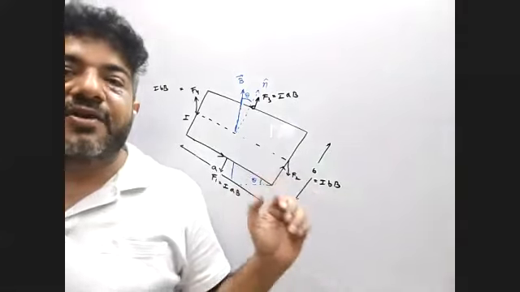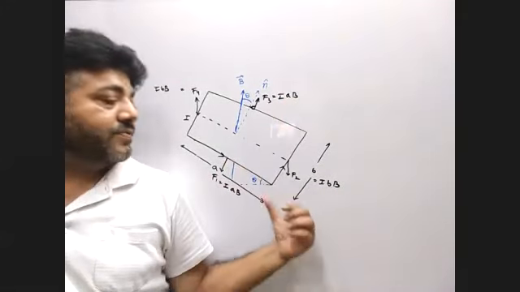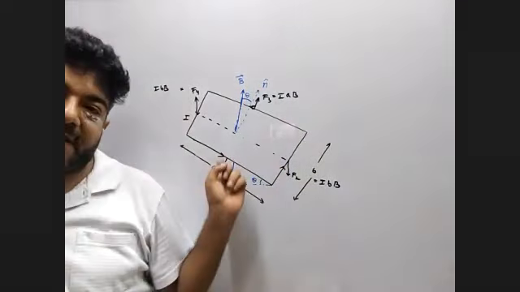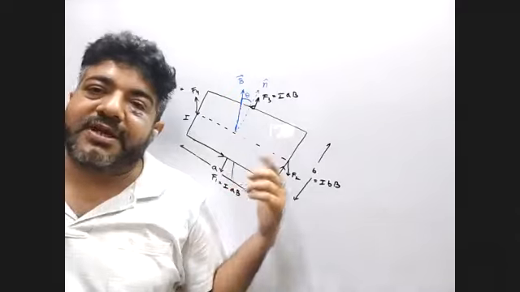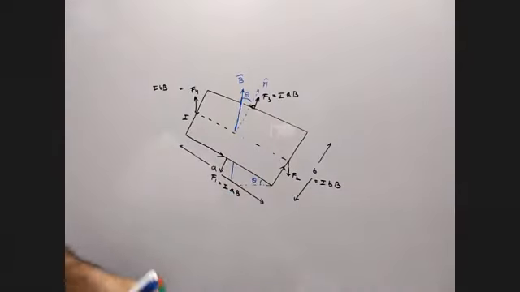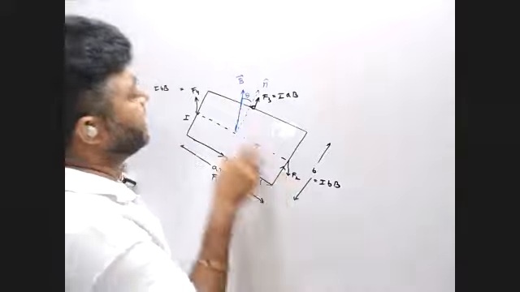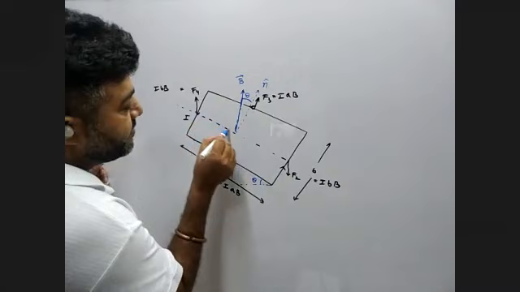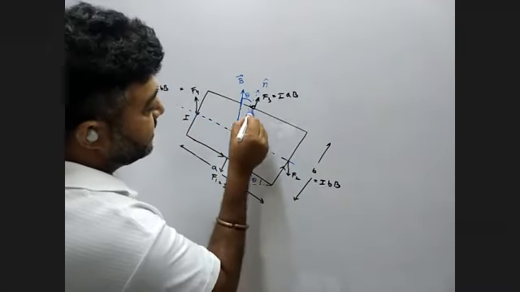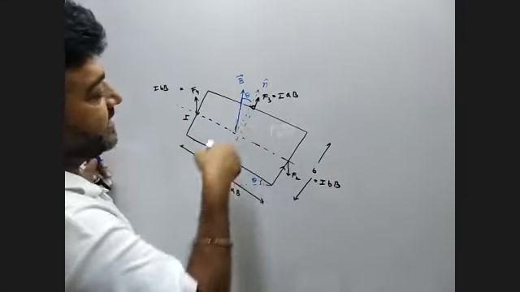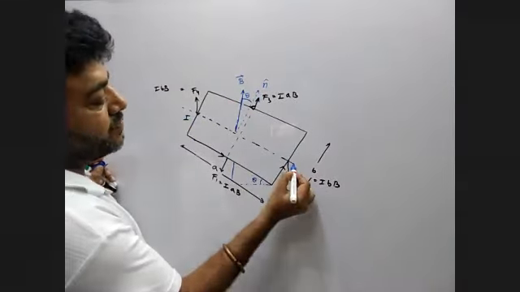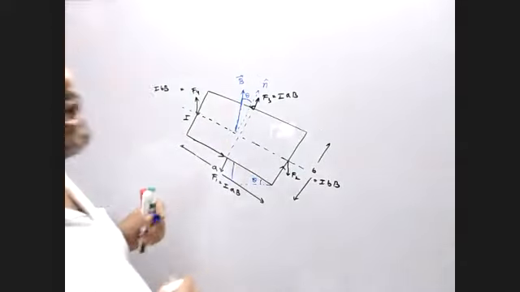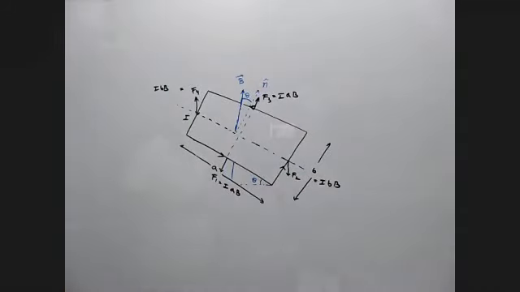I repeat, clearly from the figure, F1 and F3 are equal in magnitude, opposite in direction, and in the same line of action. Now you all know line of action from electrostatics also. They cancel each other. F2 and F4 are equal in magnitude, opposite in direction, but not in the same line of action. See, this is my line of action, and here this is my line of action. So they cancel each other in magnitude, but as these two forces, F2 and F4, are not in the same line of action, they create torque or couple.